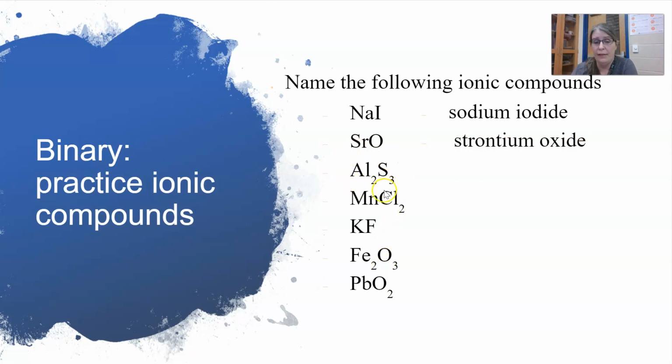Keep going here. We've got aluminum, which is a metal, of course, and a nonmetal. So that's an ionic compound. So we have aluminum sulfide. Now, this is the first one that absolutely does need a Roman numeral. Manganese is a transition metal. That's not magnesium, that is manganese.